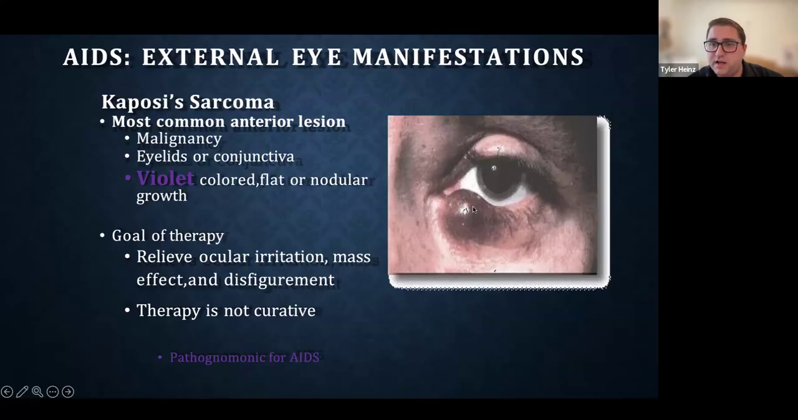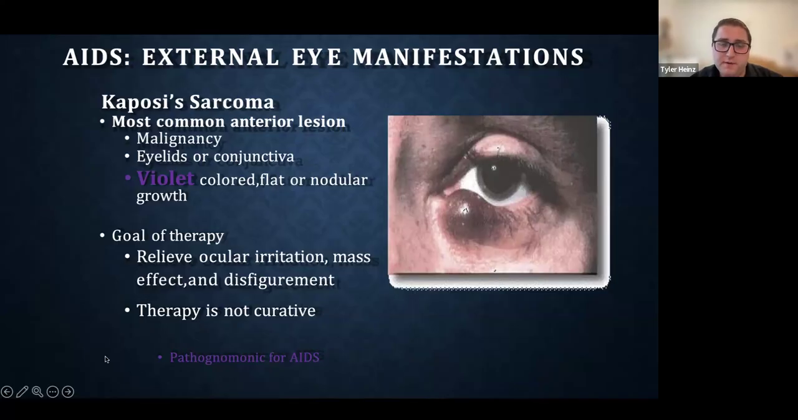So your eyelids are not going to have proper closure if you have this big nodule here. And of course, this mass effect can be pushing back onto the eye as well, maybe even causing some irregular astigmatism with the cornea because of the weight of that nodule. So again, our goal is just to relieve the ocular irritation, get rid of that mass effect, and of course, make it look like they're not so disfigured because these can become proliferative, they can become very big. But this is pathognomonic for AIDS.